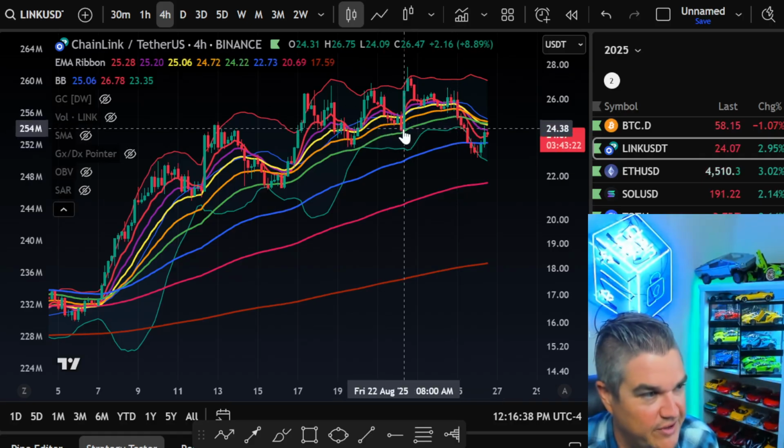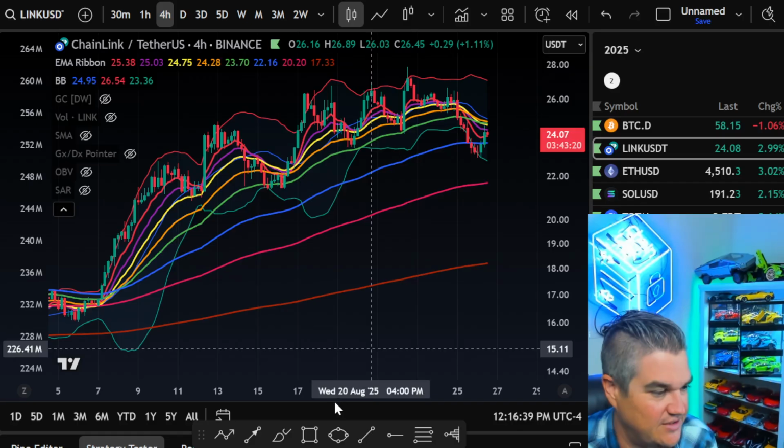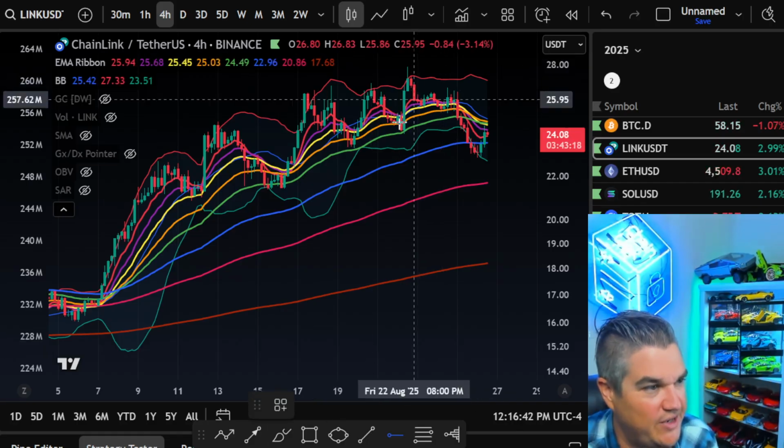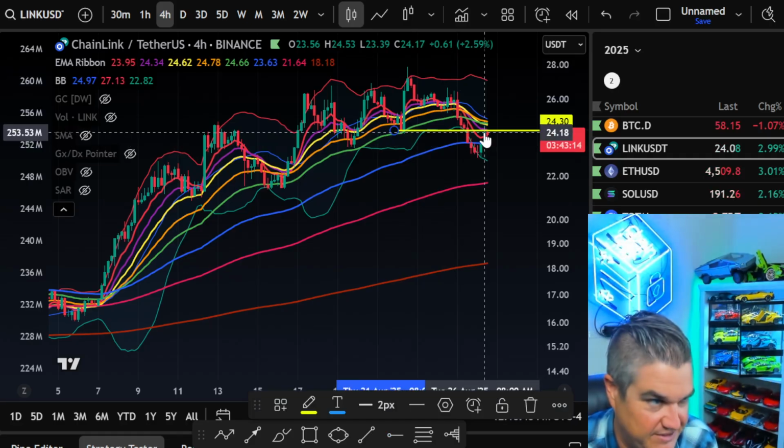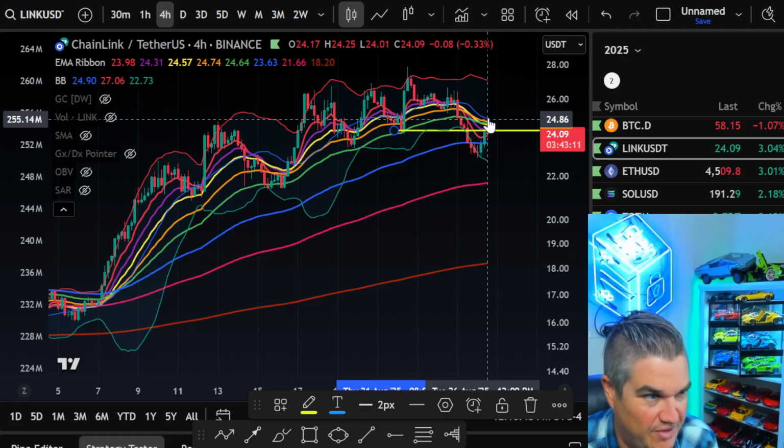4-hour chart. We've broken our low here. So this is the immediate elephant in the room. We have to recover this low. And you can see as of right now, we're holding as resistance. So we got to get back above all these moving averages. Really, $25 would do it.